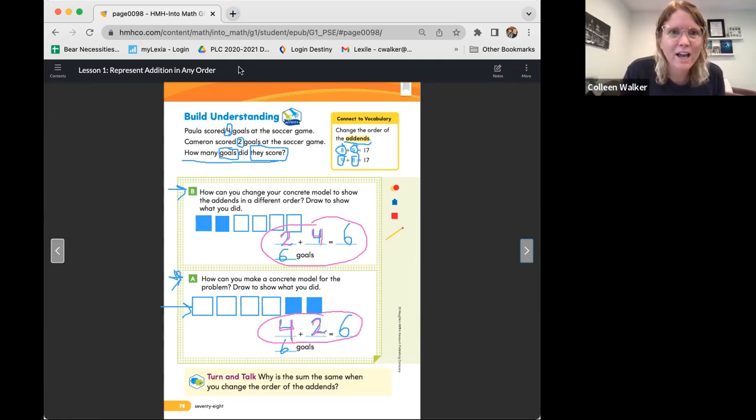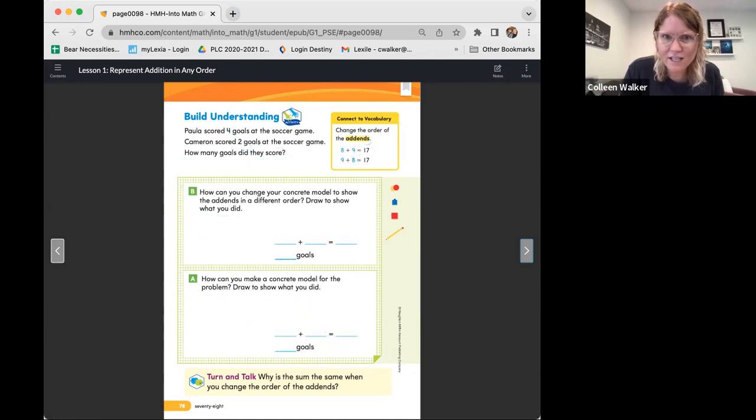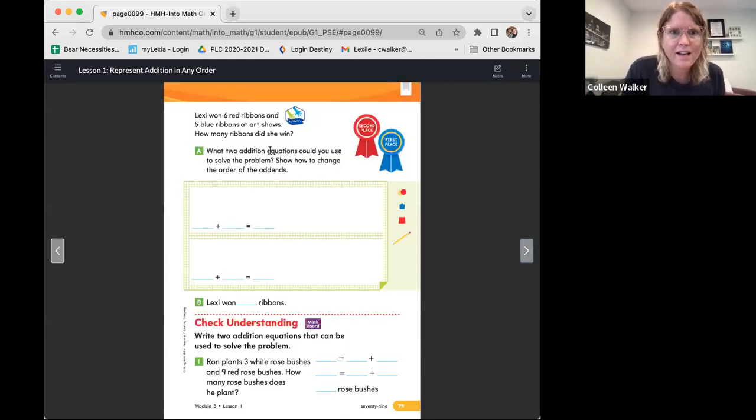All right, my friends. Let's move on to page 79. So this page, let's go ahead and read the first problem. It says, Lexi won 6 red ribbons and 5 blue ribbons at an art show. Wow, that's a lot of ribbons. How many ribbons did she win?